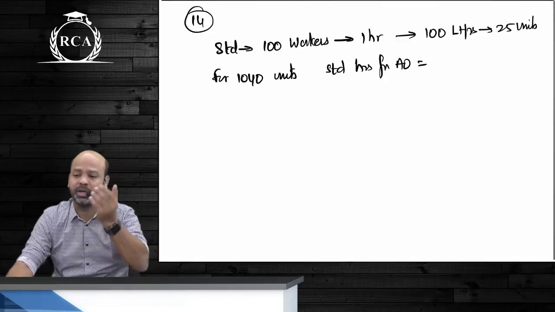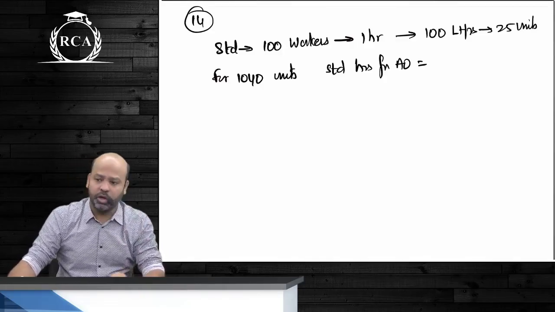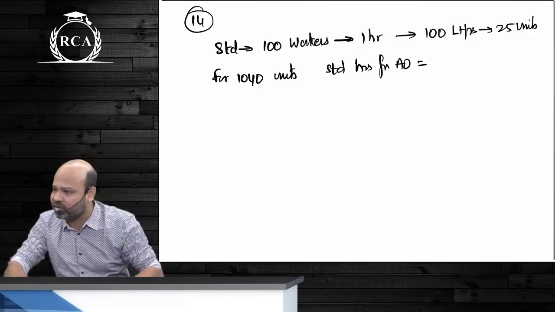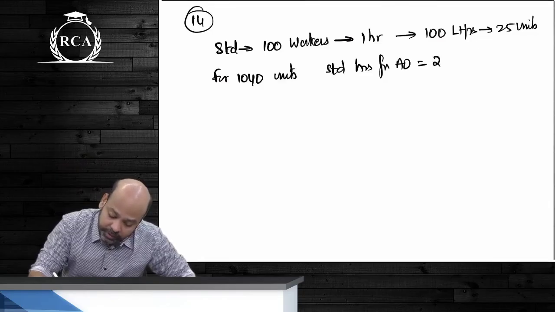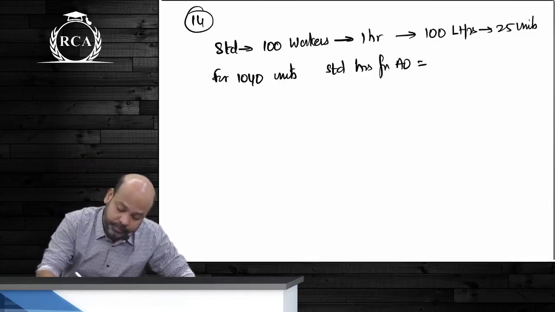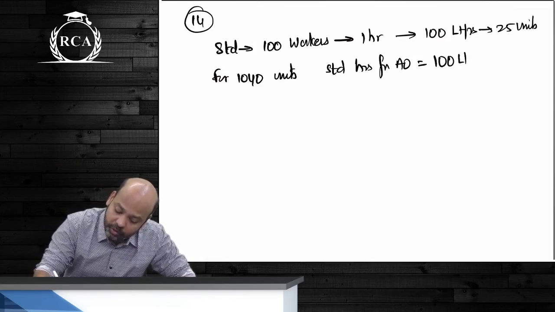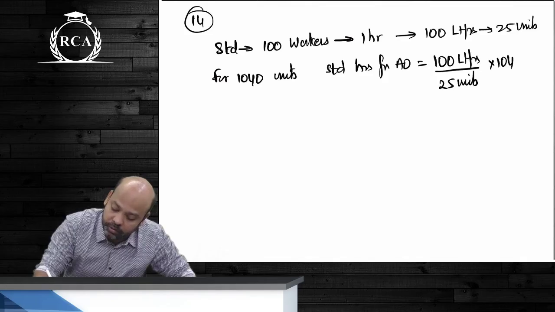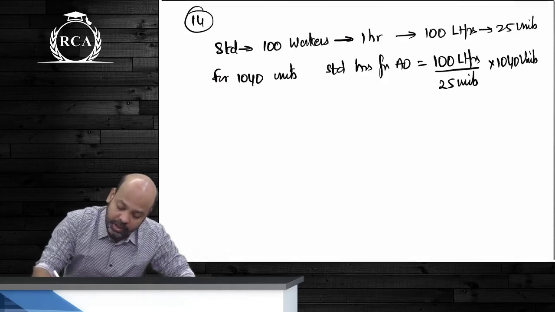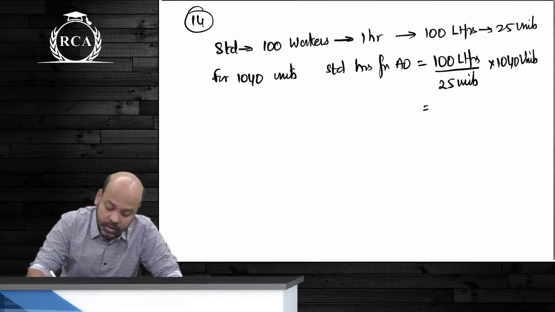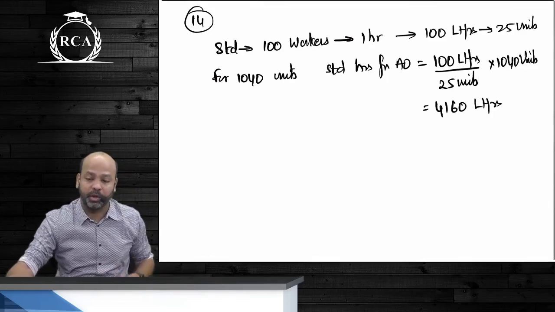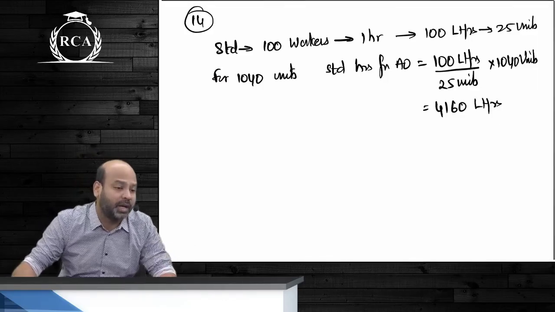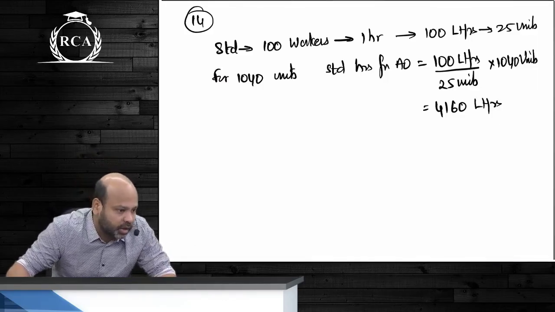Because you are not going to compute per worker variance. Your variances should be for the entire organization, not for a worker, guys. So you will write 25 units. One second. 100 labor hours is what you should have taken for how many units? 25 units. So for 1040 units, how many labor hours? 4160. If you're doing it per worker, multiply by number of workers: 41.6 multiplied by 100 workers. Are we clear about this?